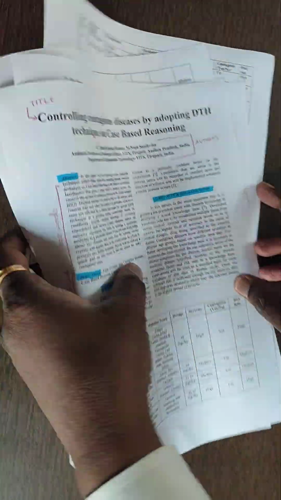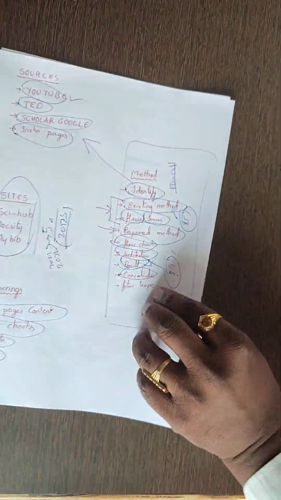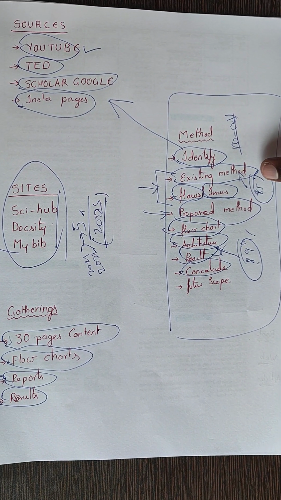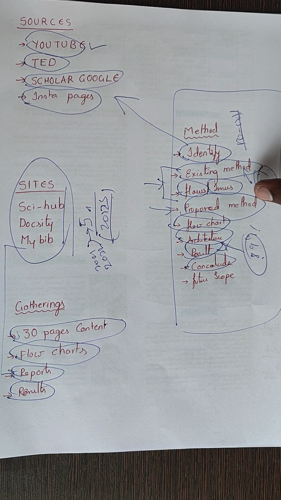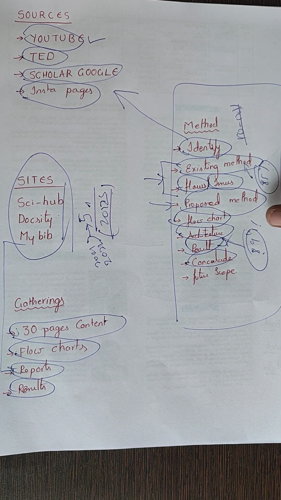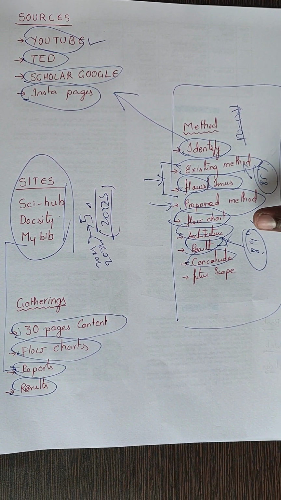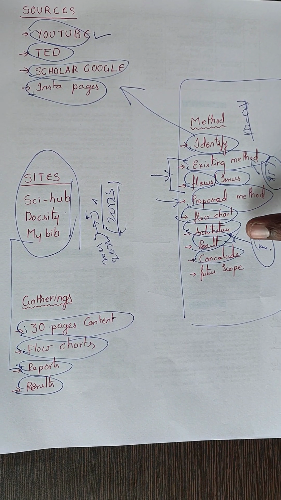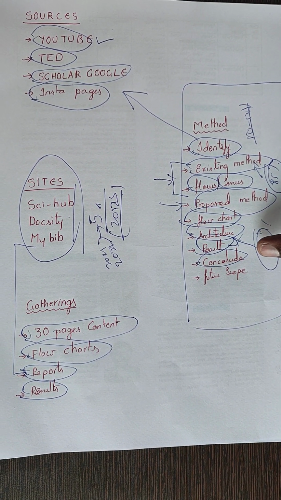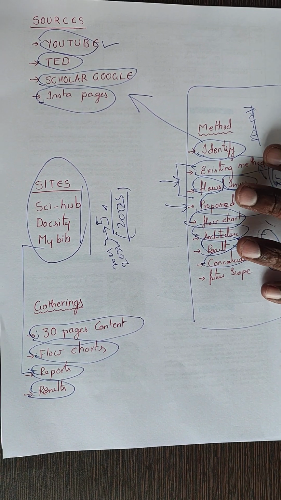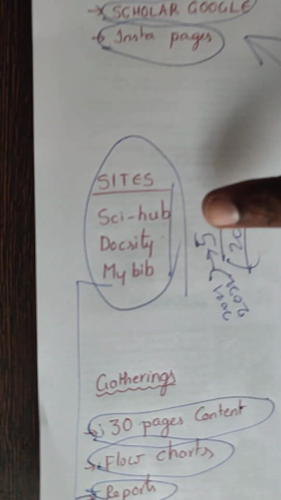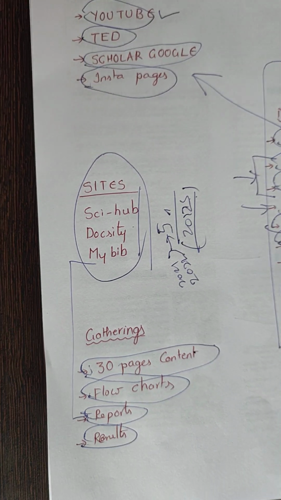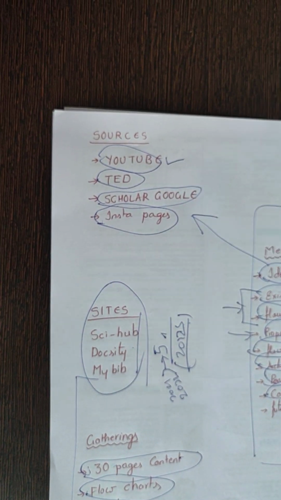When you are starting an article, always identify the issue, then find what the existing system is, what the problems with the existing system are, and why you are going to a new proposal. Make some flowcharts, find out some architectures, calculate results, conclude it, and find the future scope. To do all this, you can find the information from Sciencify, Doxity, or MyBib. To find a new technology or choose a topic, you can use all these sources.